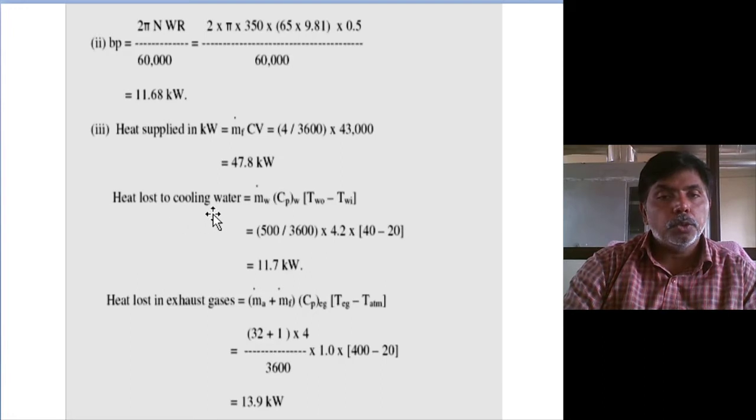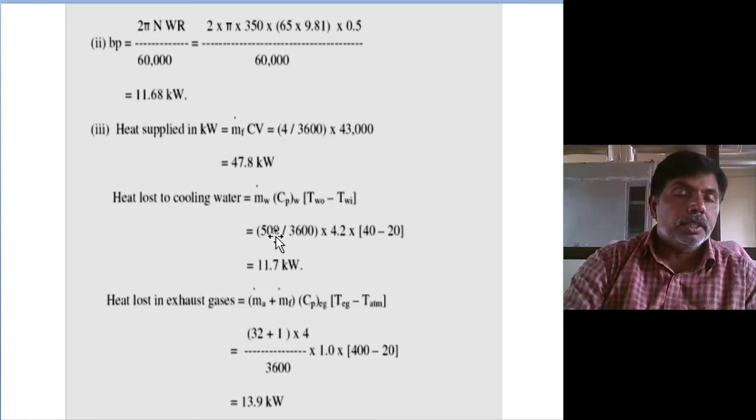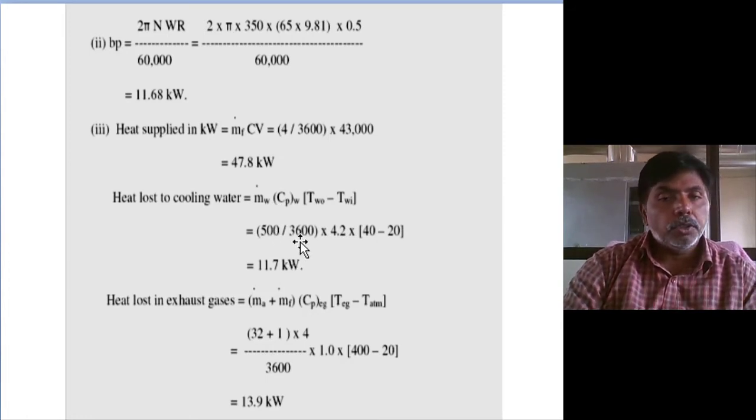Then heat loss to cooling water is m_w into specific heat of the water into T_w outlet minus inlet, 40 minus 20, and the specific heat 4.2. Mass flow rate of the water is 500, given in kg per hour. Convert it to kg per second: 500 divided by 3600. The heat loss to the cooling water is 11.7 kilowatt.